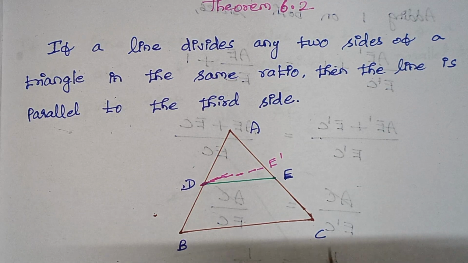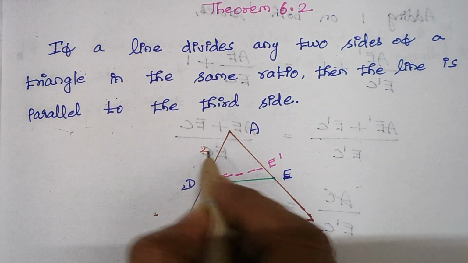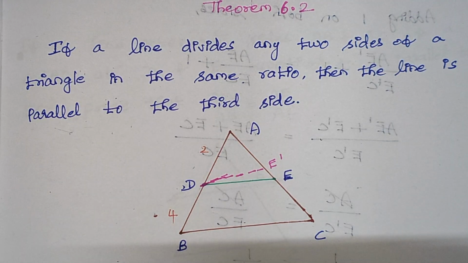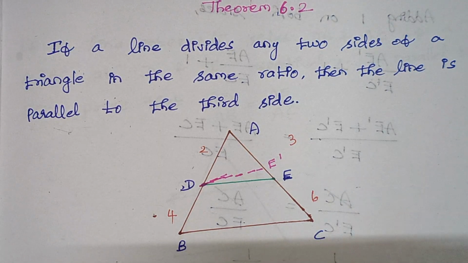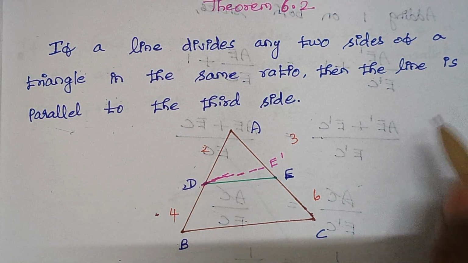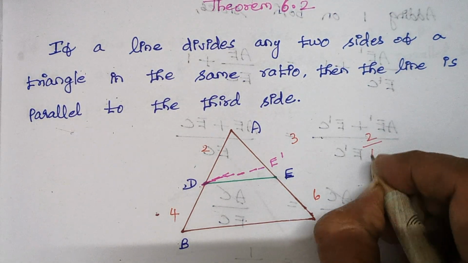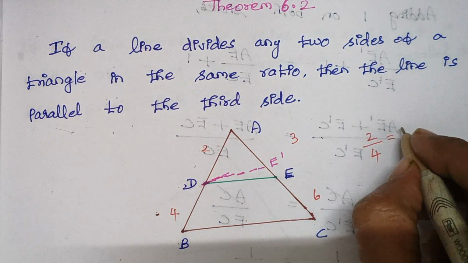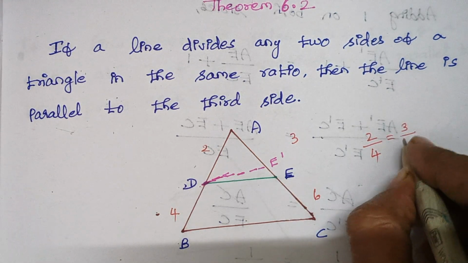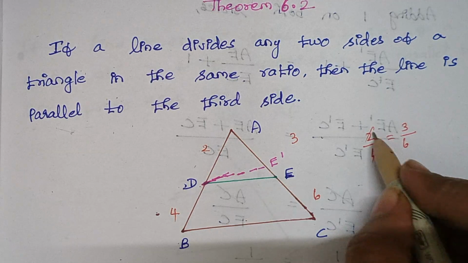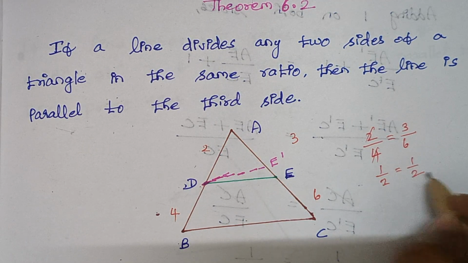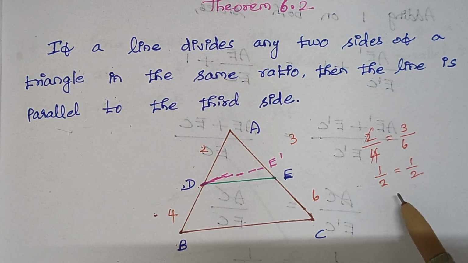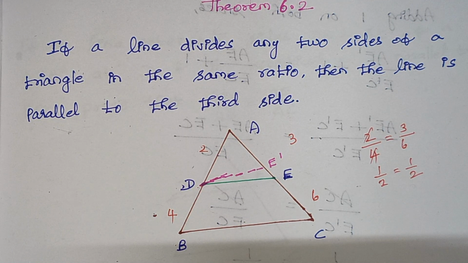What do you mean by same ratio? For example, if the length of AD be 2 and this DB be 4, right? And here let the length of AE be 3 and the length of EC be 6. So now when you take the ratio of sides, that is AD by DB, right? What is AD? AD is 2 and DB is 4. And what is AE? AE is 3 and this EC is 6. When you cancel 2 and 4, your answer is 1 by 2. Again, when you cancel 3 and 6, you get 1 by 2, right? This is known as same ratio, right?